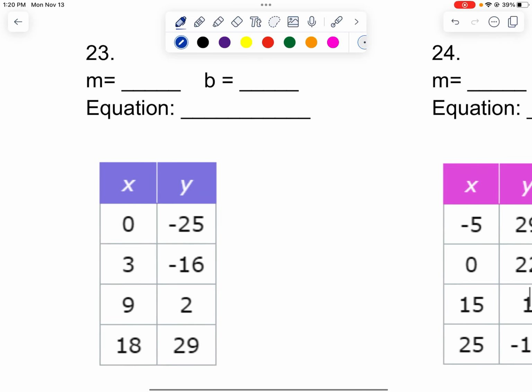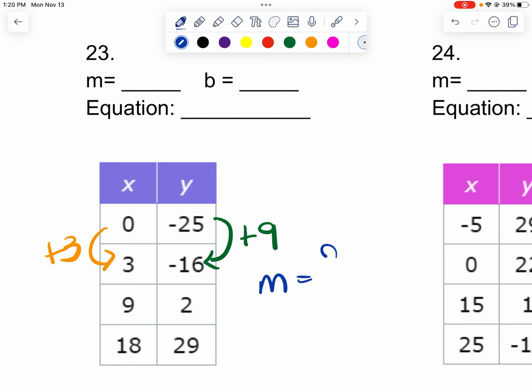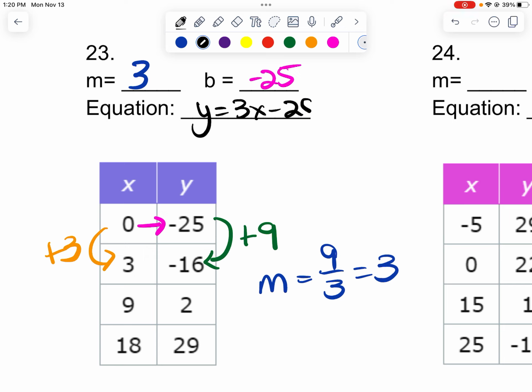Next, finding my slope. From here to here, we add 9. And from here to here, we add 3. So my slope is going to be 9 over 3, which is 3. My b value is across from 0, so that's negative 25. So my equation is equal to 3x minus 25.